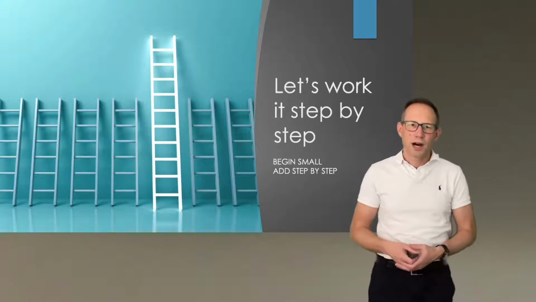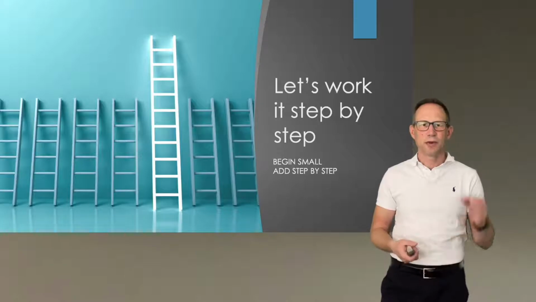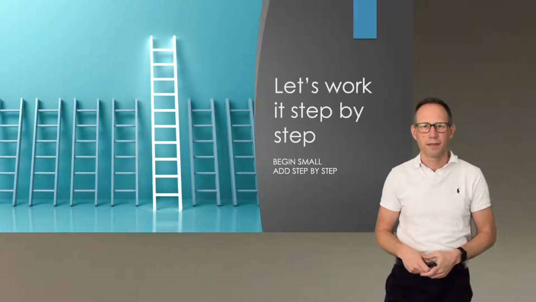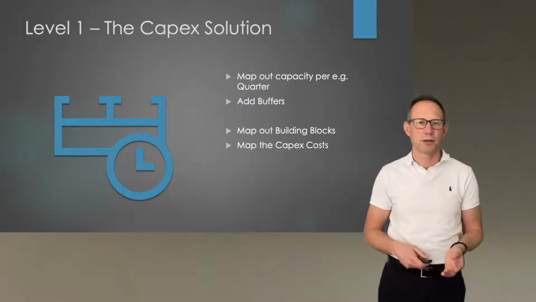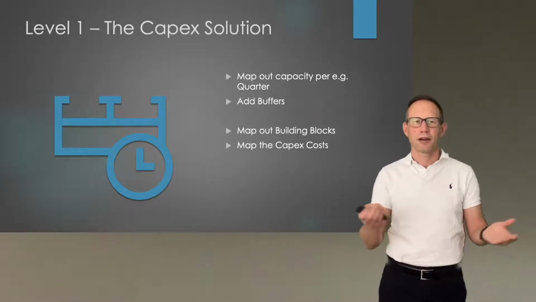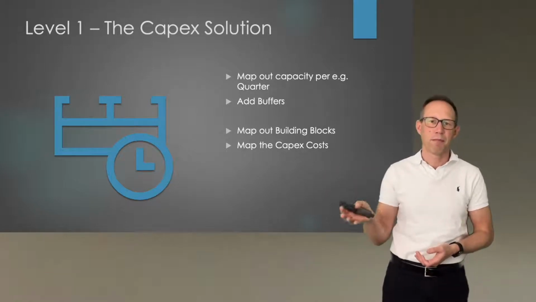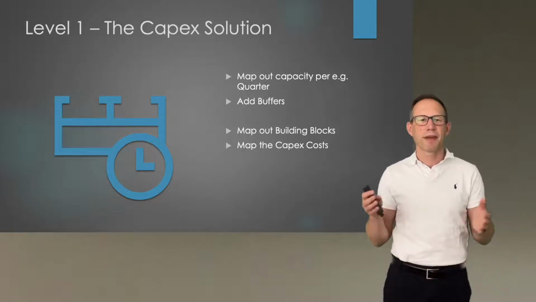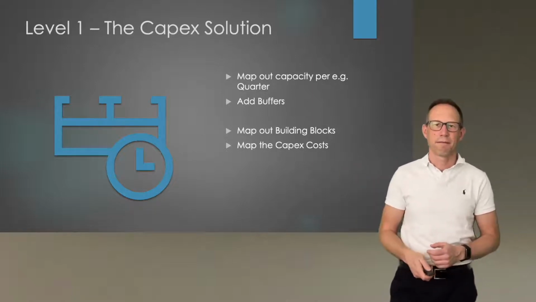I suggest we start and work it step by step. And as always in life, it's good to begin small and then add the additional steps on top. So for our first step, the level 1 solution, the CapEx solution, we will map out the capacity per period, like quarter in our case. We will add some buffers. We will map out the building blocks that we need to fulfill the requirement. And we map the CapEx cost to have an overview of the solution over time.